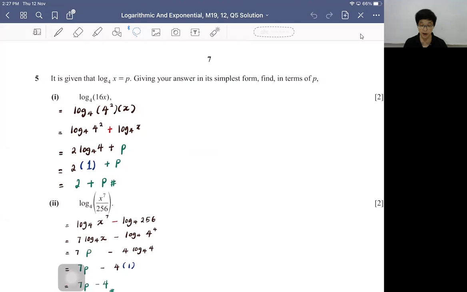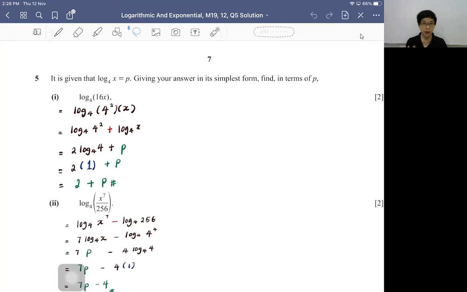It is from question 5. Let's read the question. It is given that log base 4 of x equals p. Giving your answer in its simplest form, find, in terms of p, the following. Section 1 was given to us: logarithm base 4 of 16x.